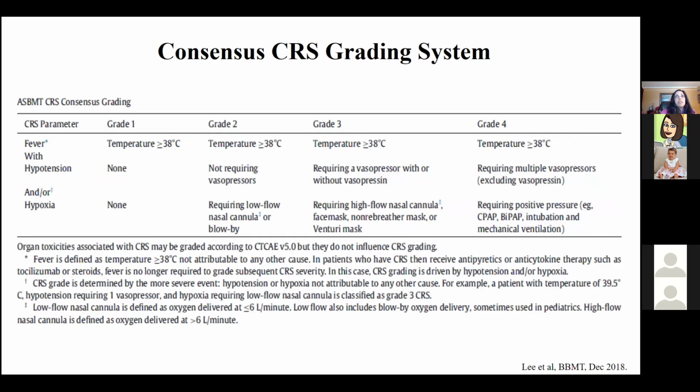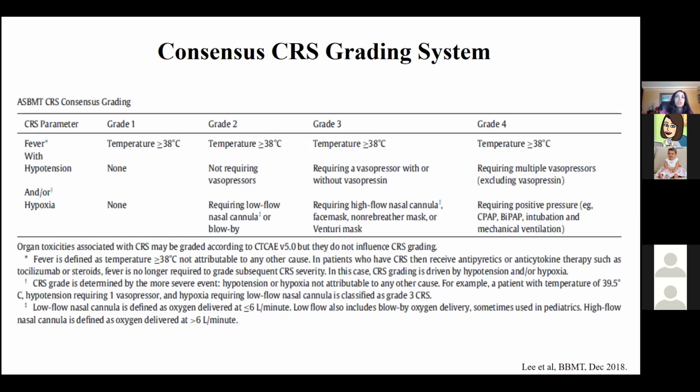This is the consensus cytokine release syndrome grading system that was developed by the American Society of Transplantation and Cellular Therapy, ASTCT. The 3 parameters that we look at are fever, hypotension, and hypoxia. If patients develop other organ damage, that is used in part of our treatment algorithm, but we don't technically grade that in the CRS consensus grading. So grade 1 is just a fever. Grade 2 could be fever with or without hypotension that can be treated just with IV fluids and doesn't require pressors, or with or without hypoxia that requires just a small amount of supplemental oxygen.